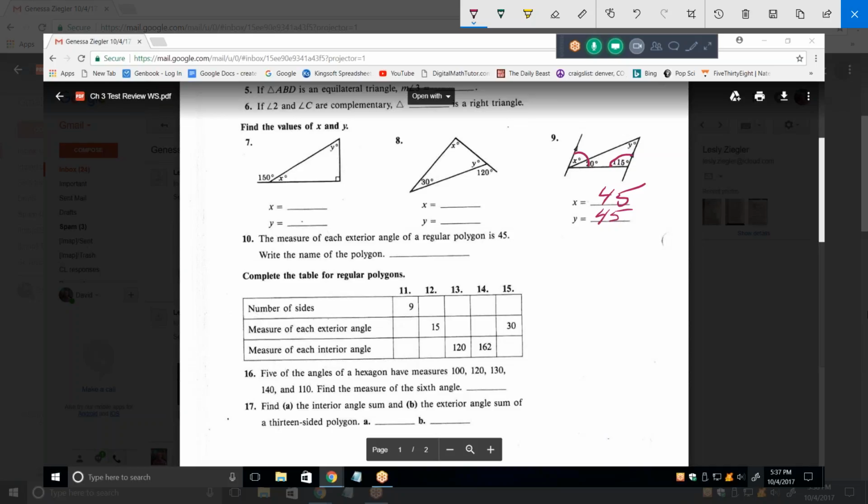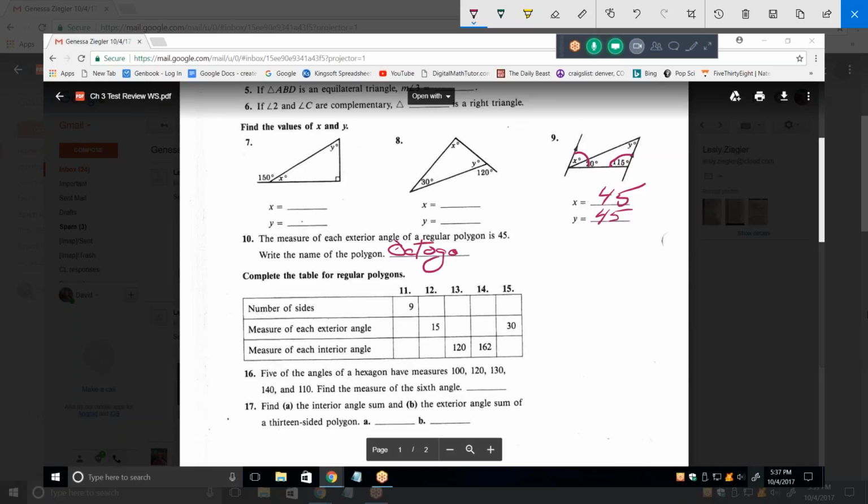Okay, number 10. The measure of each exterior angle of a regular polygon is 45. Write the name of the polygon. Well, they all have to equal 360. So how many exterior angles are there going to be? 8. Okay, so what kind of polygon is that? Octagon? Yep, a regular octagon.